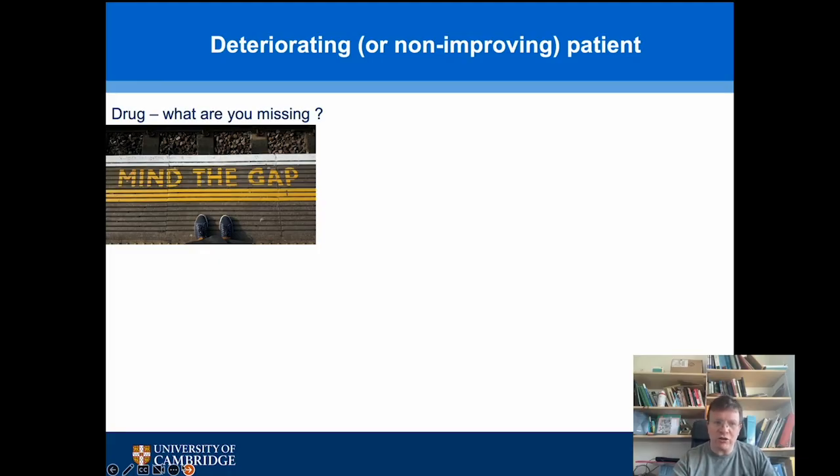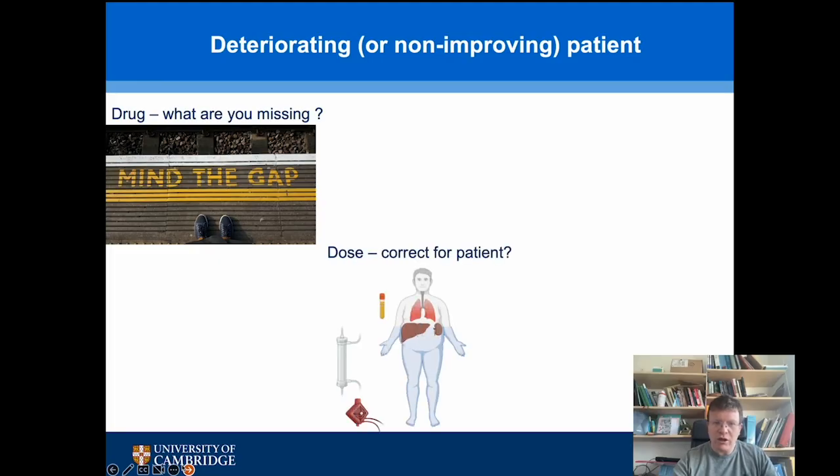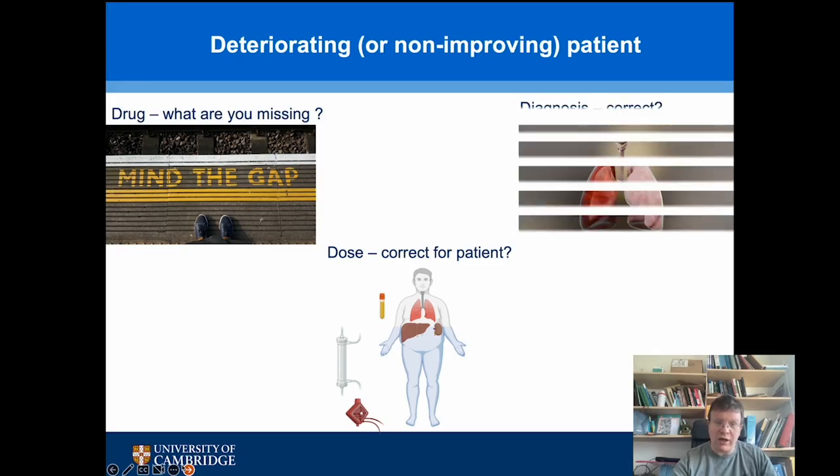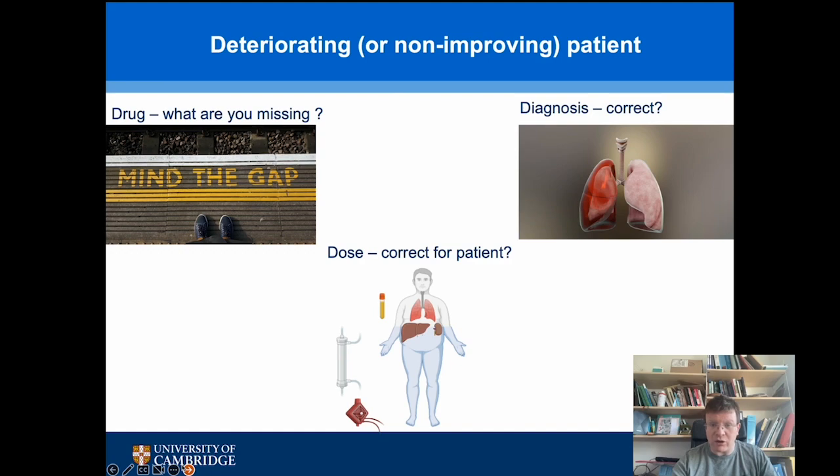So think about the drugs that you're using. What organisms are you missing from your empiric coverage? Think about the dose. Are you using the correct dose for the patient, particularly in patients who have enhanced renal clearance? And thirdly, have you got your diagnosis correct? Is pneumonia actually the source? Do they have an additional source, such as an empyema, or indeed a non-pulmonary source entirely? So consider all of these 3 factors when looking at a patient who's not getting better.